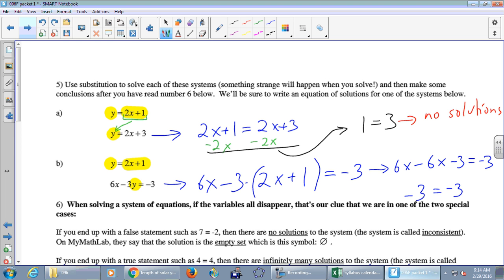In the MyMathLab homework, I just want to cue you into a symbol that you might not have seen before, but you will see in MyMathLab. You could say that the solution set, the set of all solutions, is empty. There's no solutions, right? And mathematically, there's a symbol for this empty set. It's like a 0 with a diagonal slash through it. So if you see that symbol in MyMathLab, they're talking about no solutions, parallel lines.